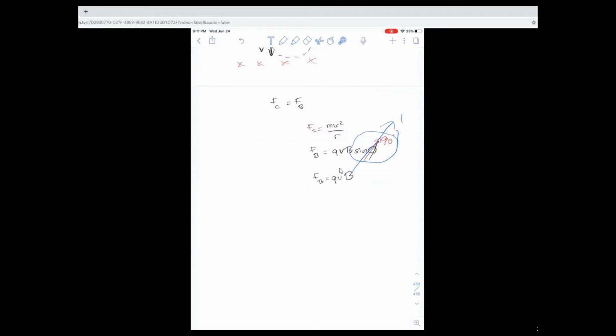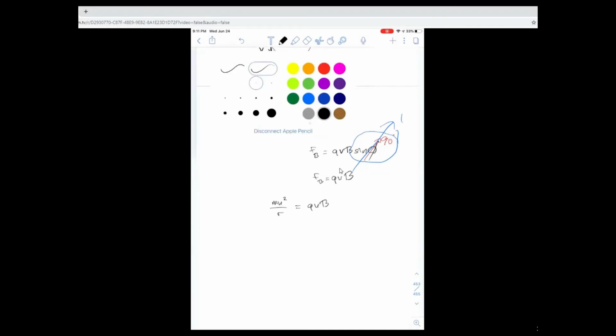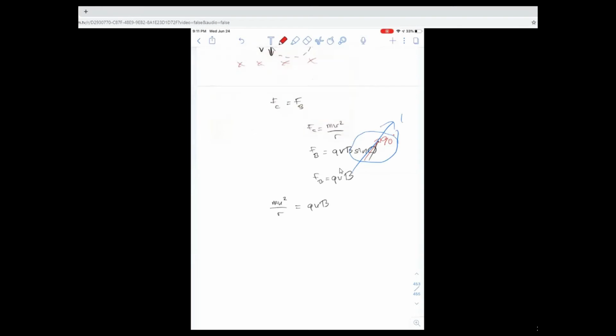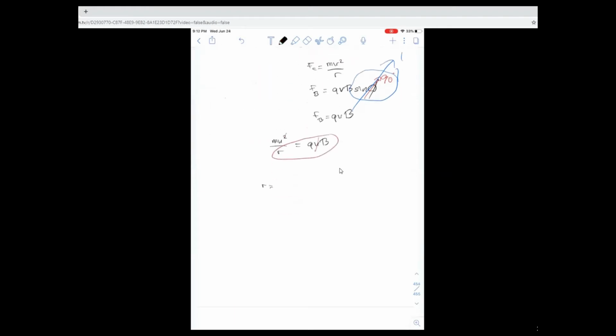The next step is this side is going to equal that side. So we have mv squared divided by r, and we have QVB. We solve for r. I think we can handle this. One of the v's will cancel, and we solve for r. Switch those two, and we're done: mv divided by qB.